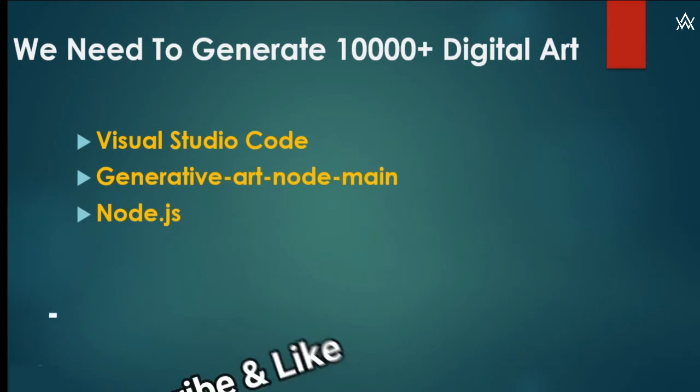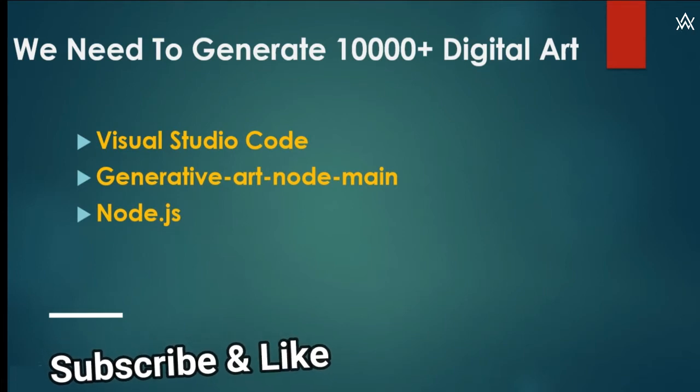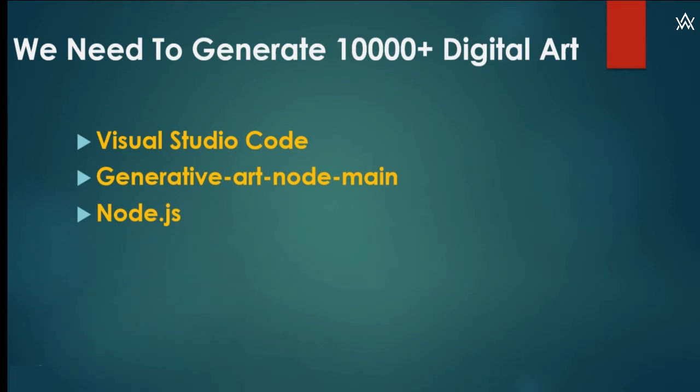On the screen you can see we need to generate 10,000 plus digital art. We need Visual Studio Code, then generative art Node.main, and then Node.js. So in simple, easy language I can say, for generating 10,000 plus images we need Visual Studio Code.